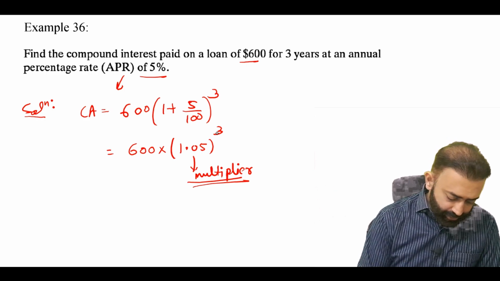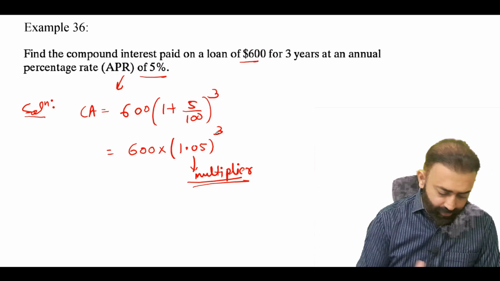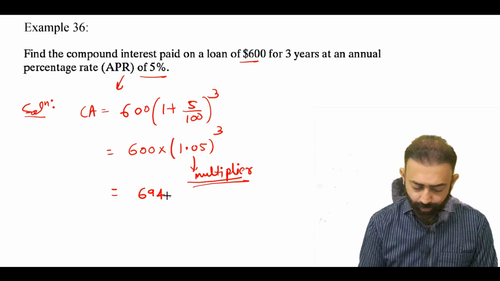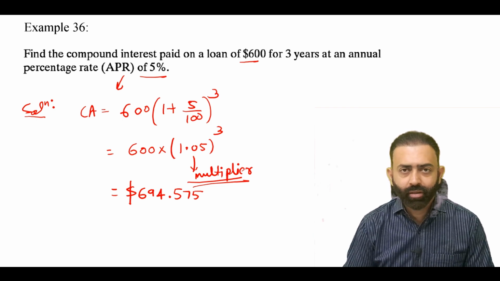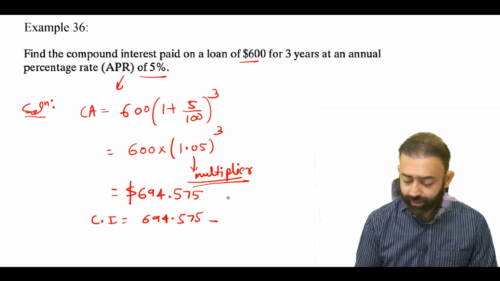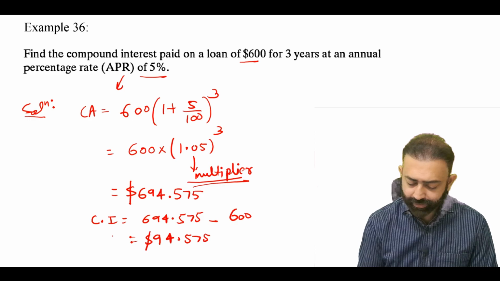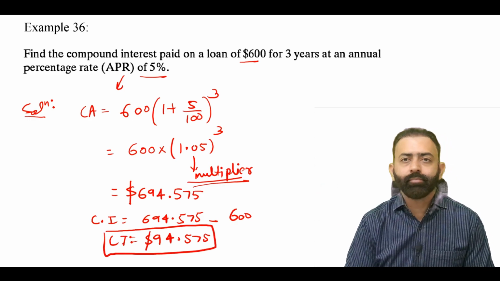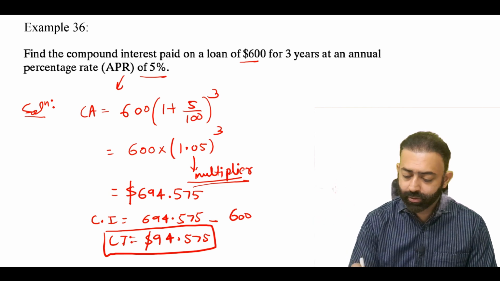Let me find this out. 600 multiplied by 1.05 raised to power 3. This is $694.575. This is the amount that you will get after 3 years. But it was asking about the interest, so the compound interest is basically this 694.575, you subtract 600 from this amount, so you actually get $94.575 as your compound interest. I hope it's fine. Okay, let us do the next question.